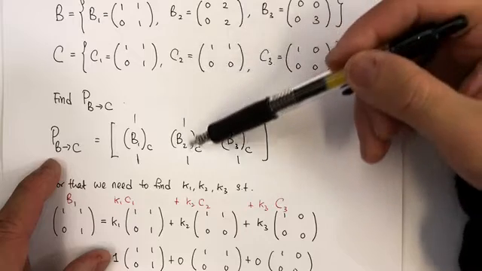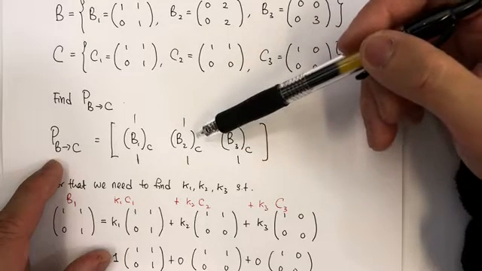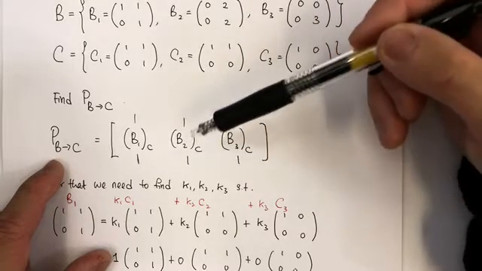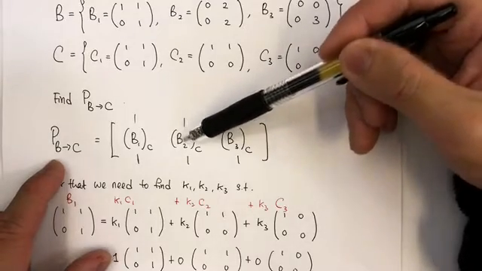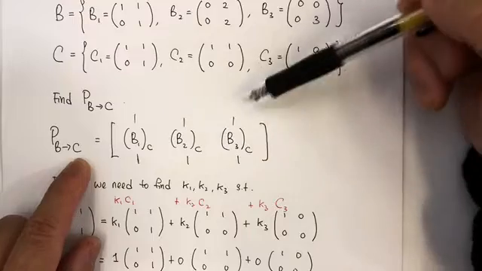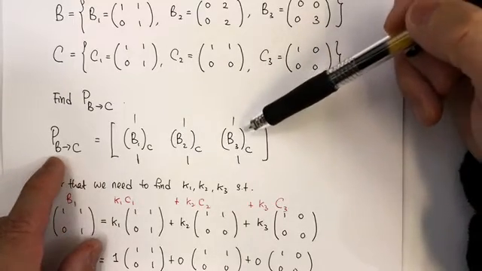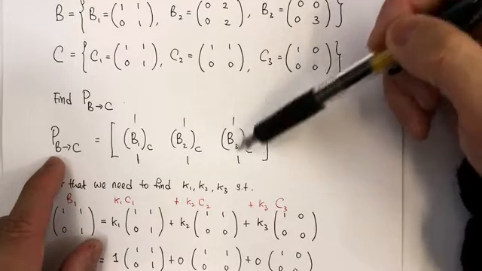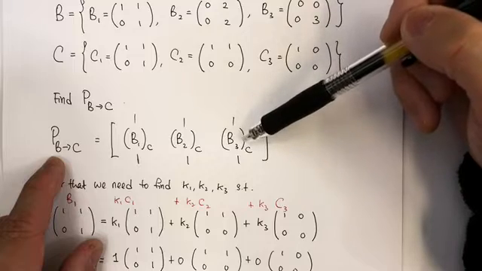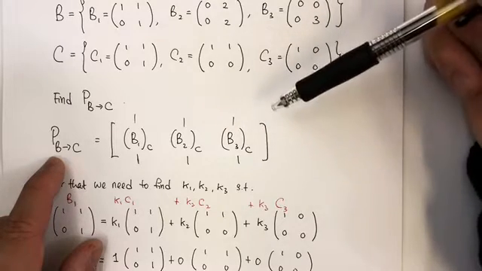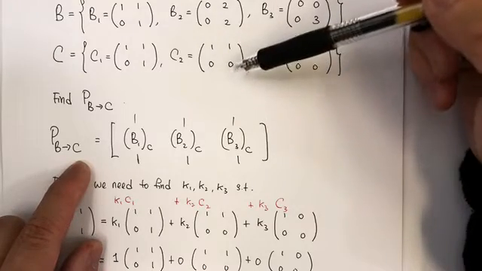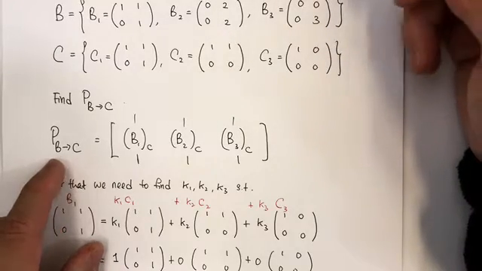The second column of the transition matrix is going to be the vector B2. Again, not the vector B2, but the coordinates of B2 relative to the basis C. And on the third column, you put the coordinates of B3 relative to basis C. That's how we construct the transition matrix from B to C.